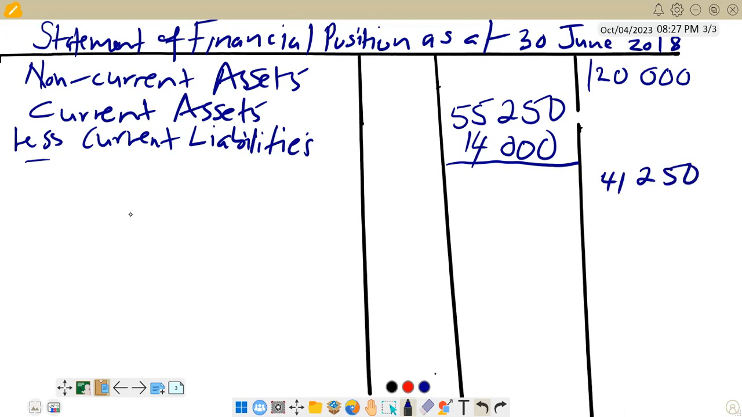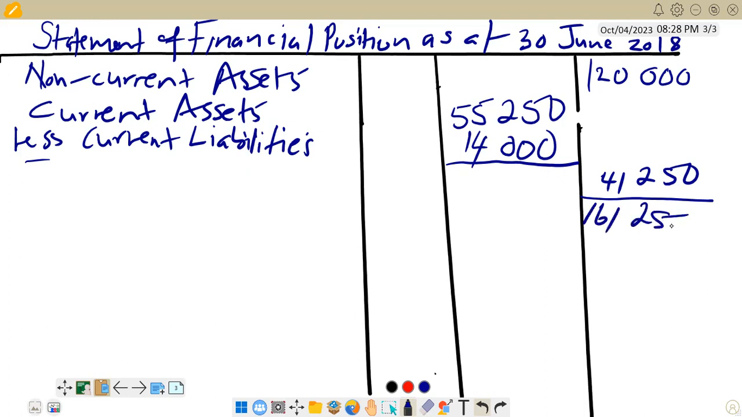And then after that, we know according to our layout, this is the first balancing figure that we are going to get there. And then we underline here. Remember this figure that we got here is the figure for net current assets, whereby we said current assets minus current liabilities. And the figure that we get there, we add it to 120,000, that is non-current assets. And then the figure that we get as a total here is supposed to be 161,250.